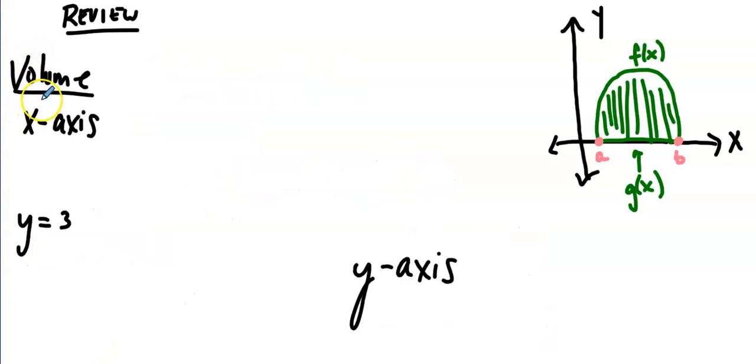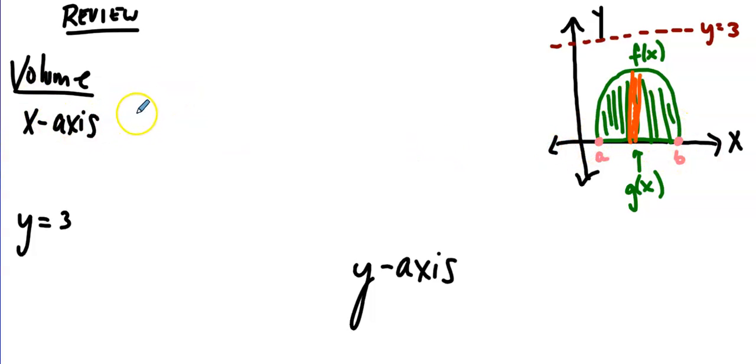Okay, so now we're going to find the volume rotating around the x-axis, y equals 3, and then the y-axis. And let's say that y equals 3 is right here. So let's look at the x-axis first. For the x-axis we're actually going to use the washer disk method. And so we draw a little rectangle, and it's flush on our curve.